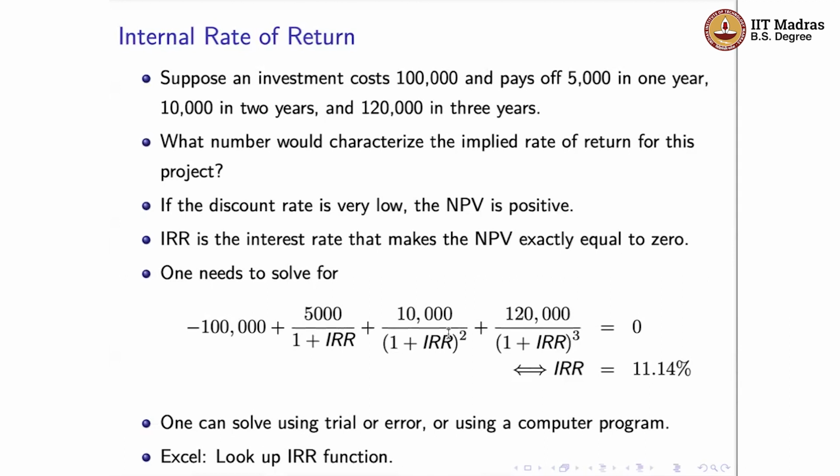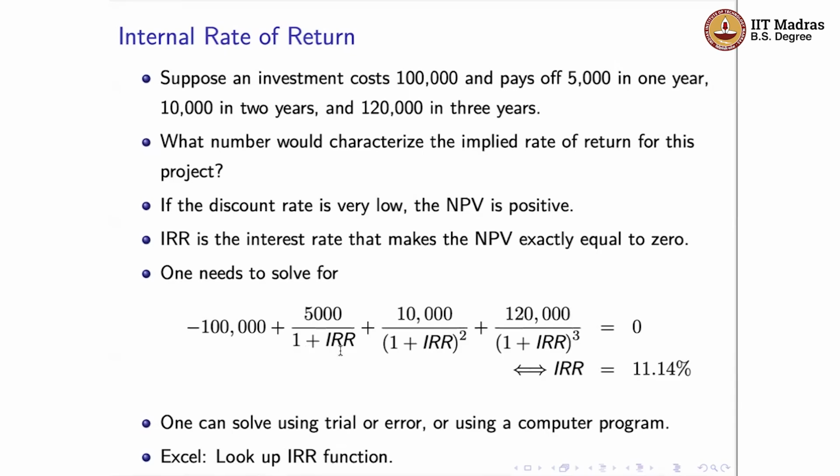So it's almost the same as the net present value formula that you saw, except for the fact that we are replacing the interest rate with IRR, and we are setting the net present value equal to 0 and then using that to solve for the value of IRR. So if you go ahead and solve this equation, you are going to get that the IRR is equal to 11.14%.